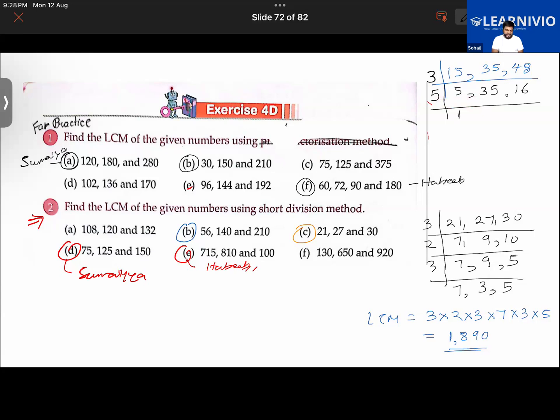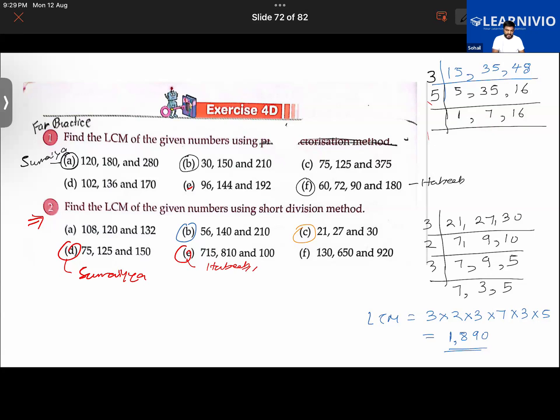So 5 ones are 5, 5 sevens are 35. 16 is not divisible by 5, so just leave it as it is. Got this now? Now, we don't have any number that can divide all of them right now. Also, since 7 is a prime number, there's no logic in dividing it any further. Getting it? There's no logic in dividing it any further.